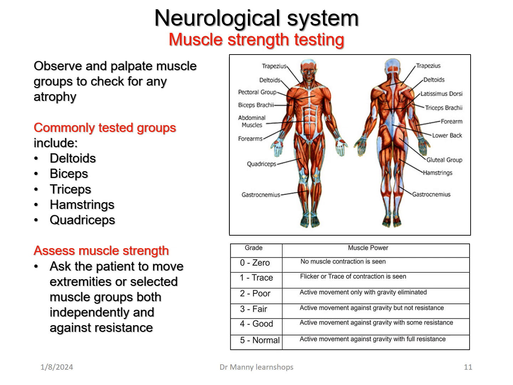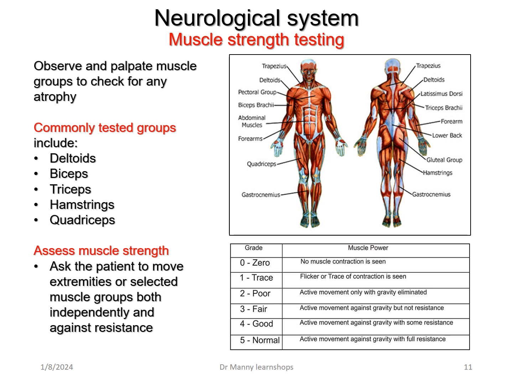Muscle strength testing can be important as well, and this is where you observe and palpate muscle groups to check for any atrophy. And this we reviewed in the musculoskeletal assessment learn shop. Commonly, however, the groups that are tested could be the deltoids, the biceps, the triceps, the hamstrings and the quadriceps. And we can assess muscle strength by asking the patient to move their extremities or selected muscle groups both independently and against resistance.